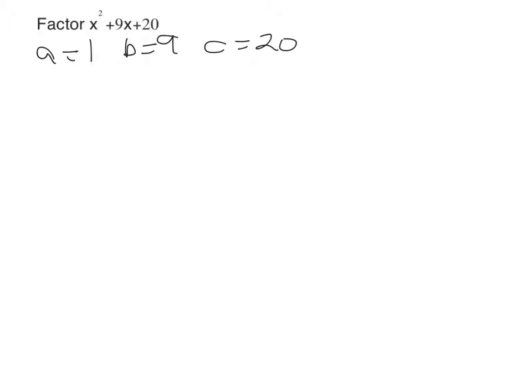Okay, so we'll need to create our t-chart, and our t-chart is like this. And on the left side, we do A times C, which in this case is 1 times 20, or 20. And on the right side, we do B, and that's 9. So on the left side, we are looking for factors of 20. And on the right side, we are looking for those same 2 numbers to also add to 9.